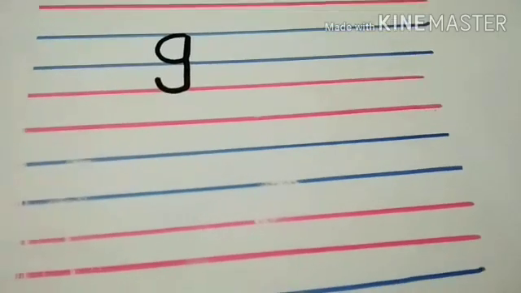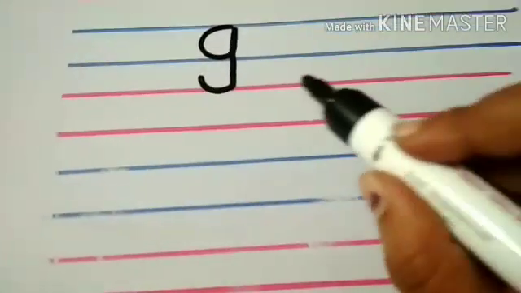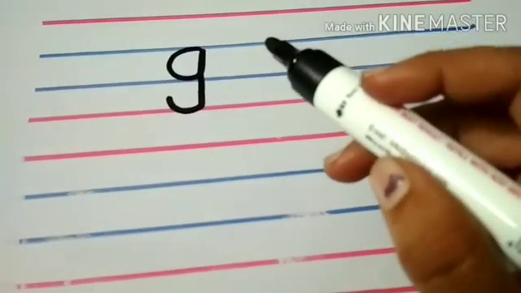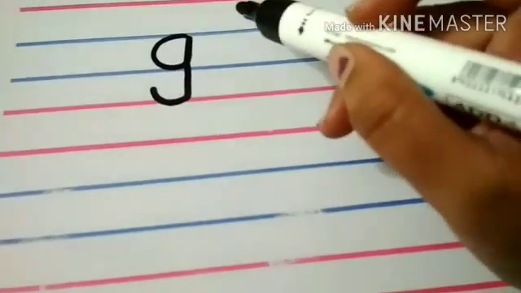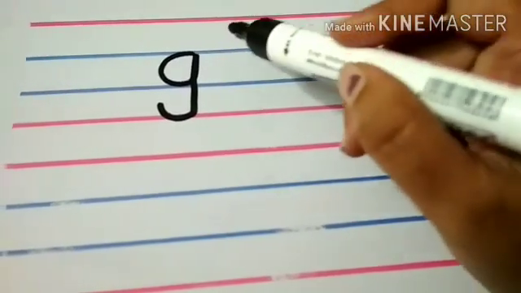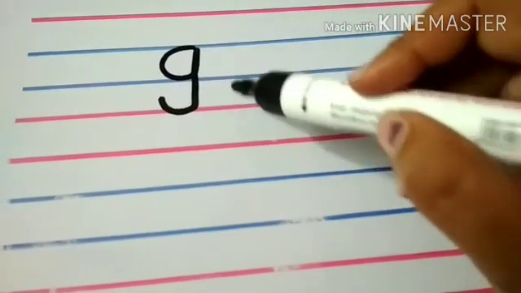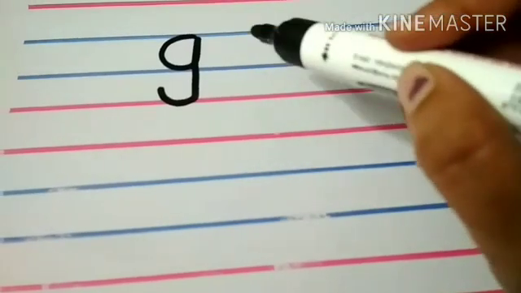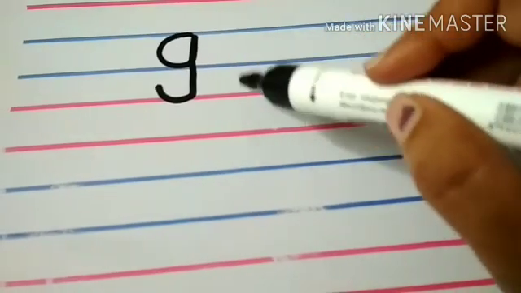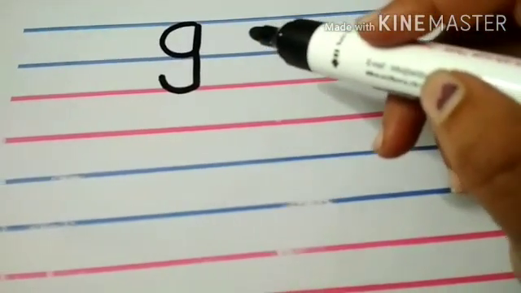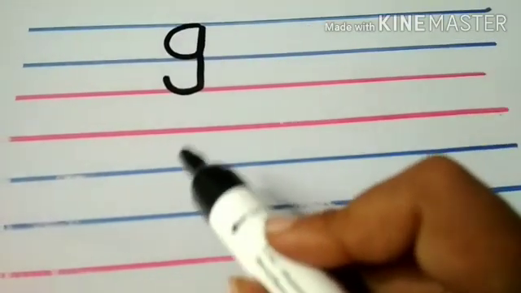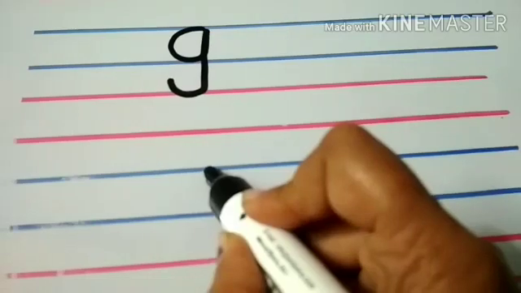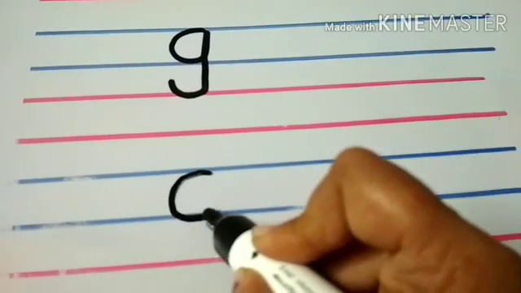So children, today we are going to learn how to write small g. Okay children? So look carefully. First, we should understand line concept. Here are 4 lines. First line, second line, third line and fourth line. For small g, we are using below 3 lines. That means second line, third line and fourth line. So, keep your pencil on second line. First, second. Then make a curve till the third line.